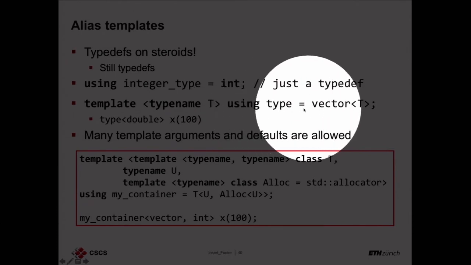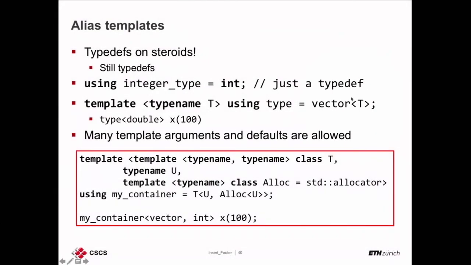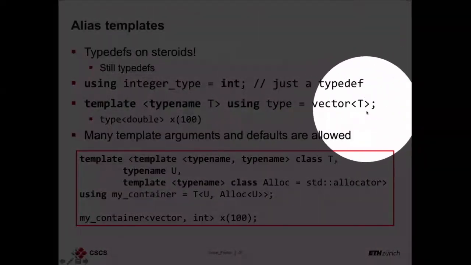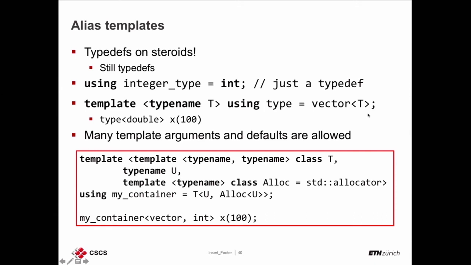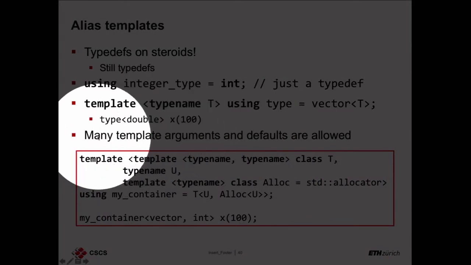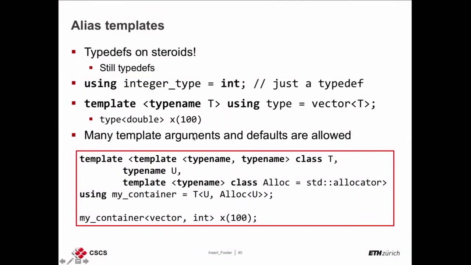But with the using keyword, you can use templates too. Template typename T using type = vector<T>. So when you use it, you say, give me the type of bool, and this will become a vector of bool. So I can say type<double> x100 is equivalent to vector<double> 100. You can use default arguments, many arguments, all the tricks in the book for classes basically work with alias templates.